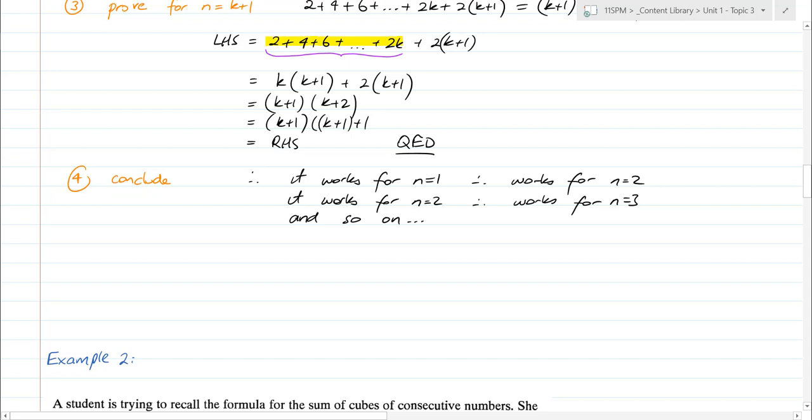That's it. So your concluding statement here needs to be something. You have to make a conclusion about it, and that conclusion should have some sort of implication that if it works for 1, it will work for 2. If it works for 2, it'll work for 3, and we've proven it works for 1. And therefore, it'll work infinitely.